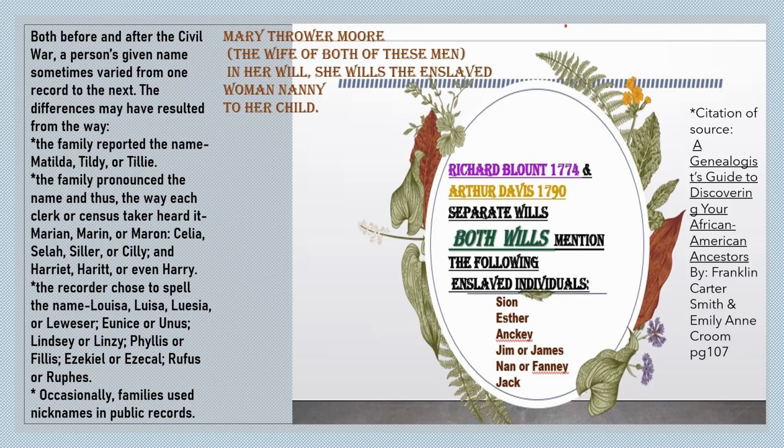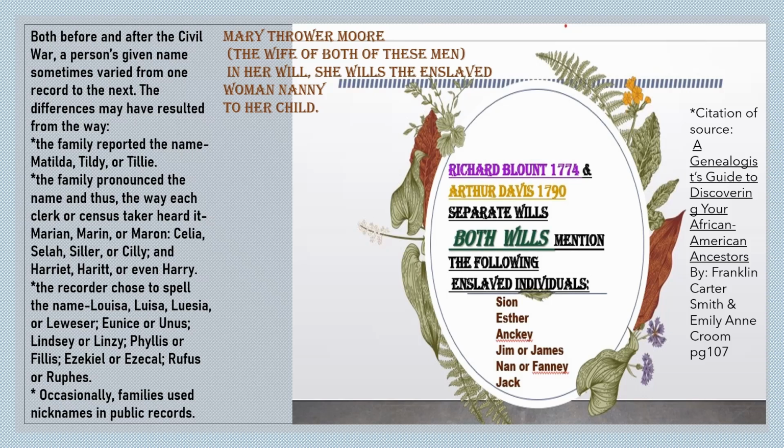Now, on this screen, I've used a part of my family tree. So Richard Blunt is my sixth great-grandfather, and his will was done in 1774. Arthur Davis was the man who administered his will and then married his widow. So that was interesting too. So Arthur Davis's will was done in 1790. Separate wills, but both wills mention the following enslaved individuals.